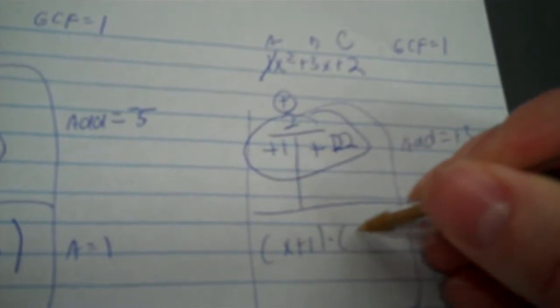So A is 1, so again I can just write x plus 1 times x plus 2. It's when A is not a 1 where you need to make 4 parentheses and divide down. So cross that out and rewrite it as x plus 1 times x plus 2.